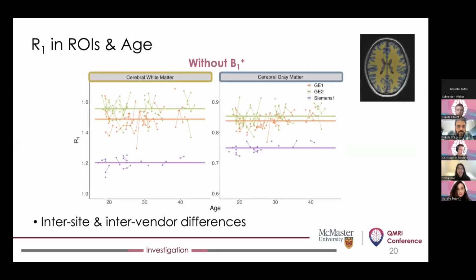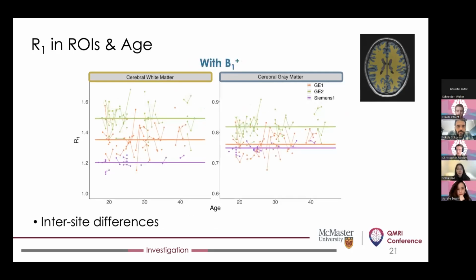So on this slide, we have the ROI R1 plots of each scan plotted against participant age at scan. So each point here represents a scan taken, and the scans from the same individual are connected by a line. And the horizontal lines here just show the mean ROI R1s for each site. And without the B1 plus biases accounted for, we can see that there are considerable intersite differences and inter-vendor differences, with GE sites in orange and green showing higher R1s in both the cerebral white matter and the gray matter compared to the Siemens site, which is shown in purple.